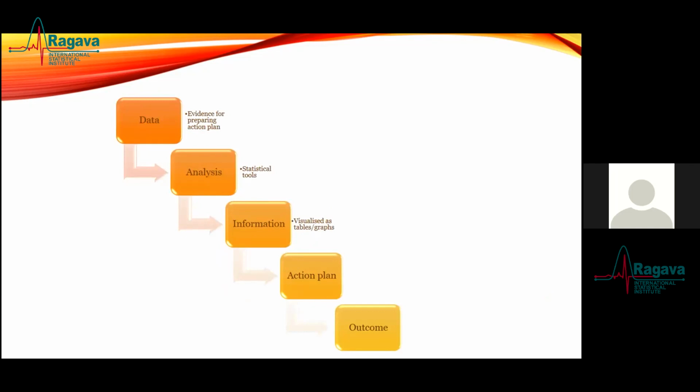This is a step-by-step process showing how data plays a major role in formulating an action plan and improving our process outcome or quality. Data is the evidence for preparing an action plan. How? The collected data has to be analyzed using statistical tools or methods. Through analysis, the data is converted into meaningful information. Through this information, the data can be visualized as tables and graphs. Then with the information we have gathered, we need to come up with the action plan. Accordingly, we can adjust our process outcome or work towards our objective.